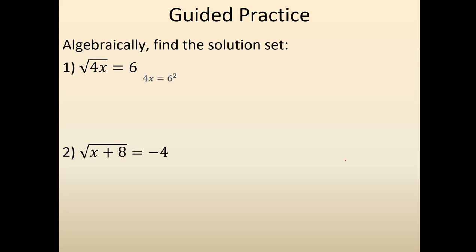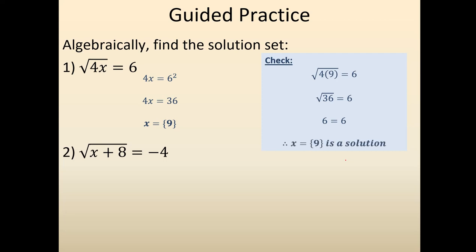All right, so from here, again, the radical is isolated, so we square both sides. We get 4x equals 6 squared, which is just 4x equals 36, and x equals 9. Do our check. So we plug the 9 into the x and multiply it by 4. 4 times 9 is 36. The square root of 36 is 6. Therefore, 9 is a solution.